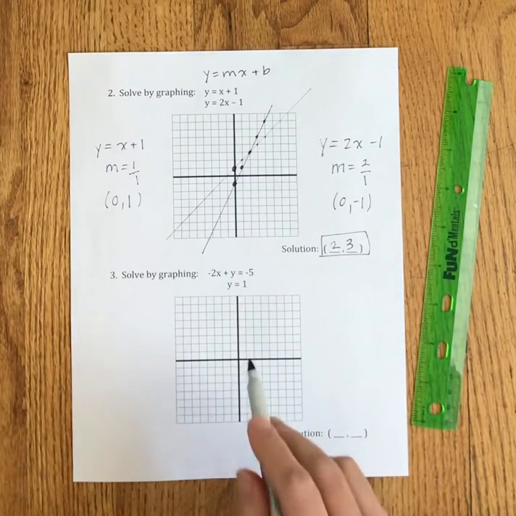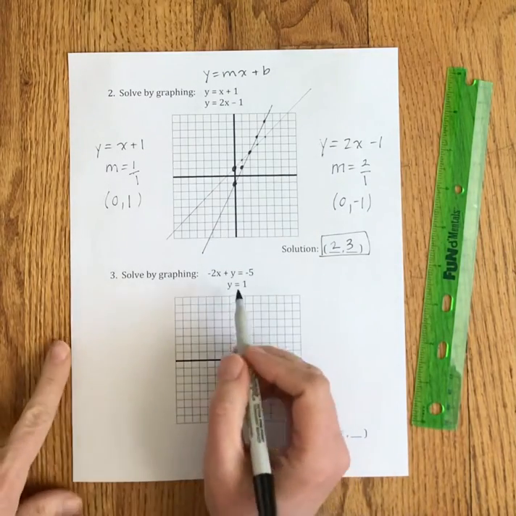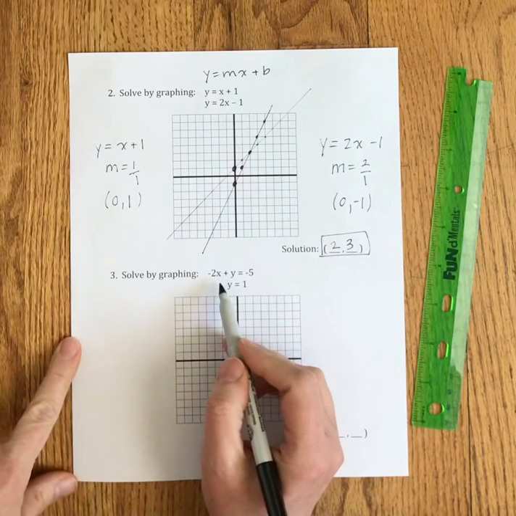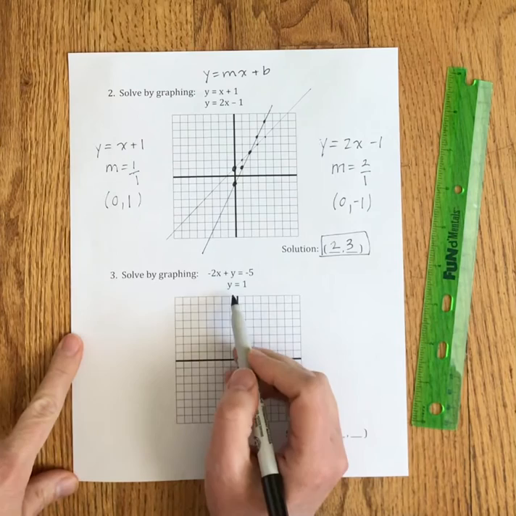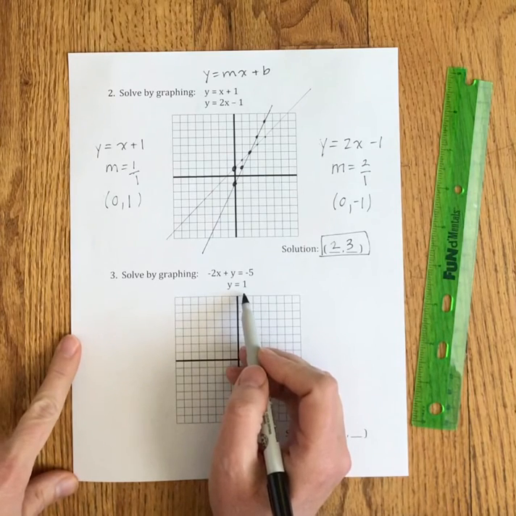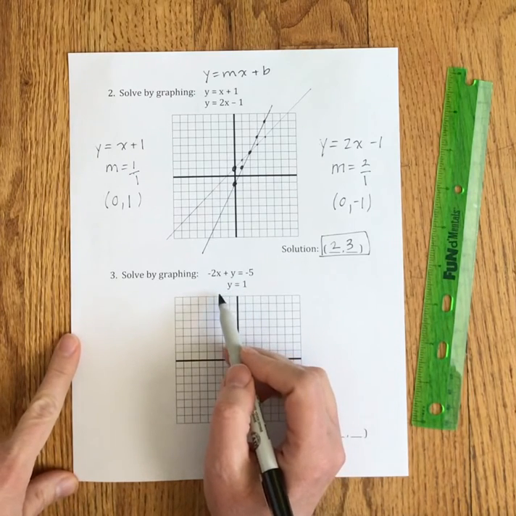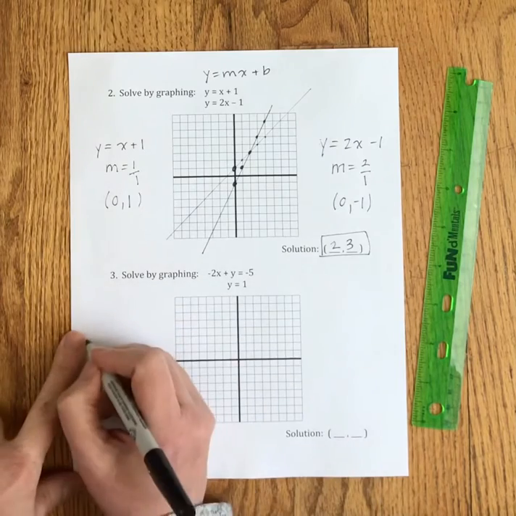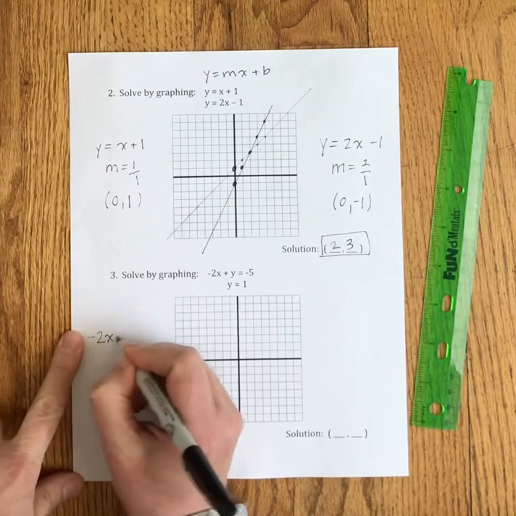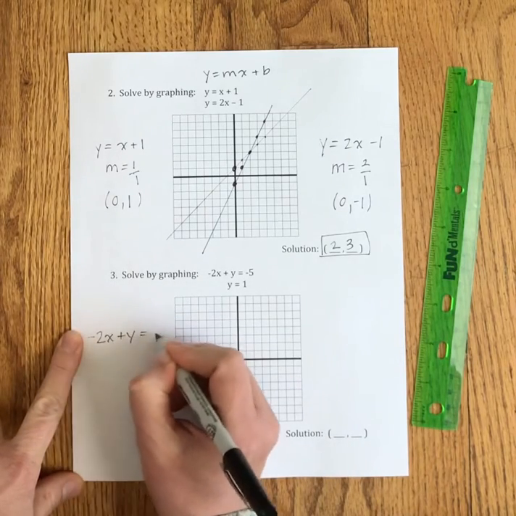Number 3 is a little bit trickier problem, because the first equation here is not in either of the forms that we've been accustomed to. And the second equation is also a little unusual because it has a y but not an x. So let's take one at a time. Let's start with -2x + y = -5.